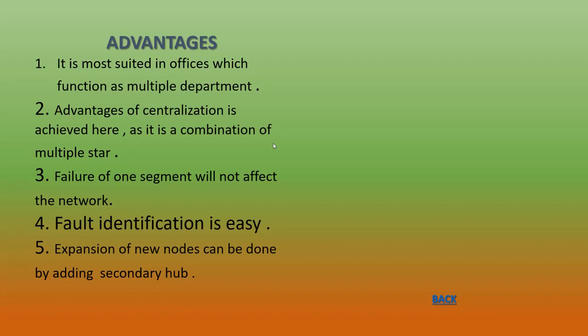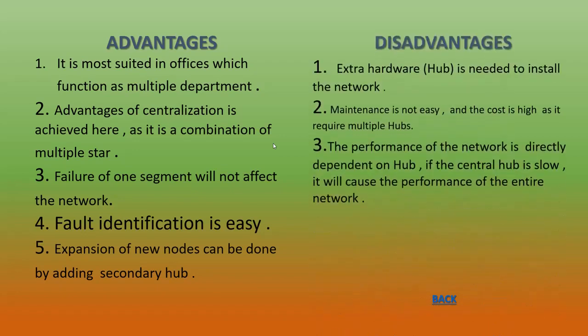Now we can see what are the disadvantages of tree topology. The main disadvantage is that it needs extra hardware called the central hub and secondary hub. These are the extra hardware needed in tree topology. Also, this tree topology is too difficult to maintain. The maintenance cost is high and maintenance is difficult.